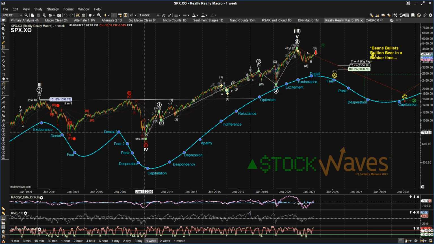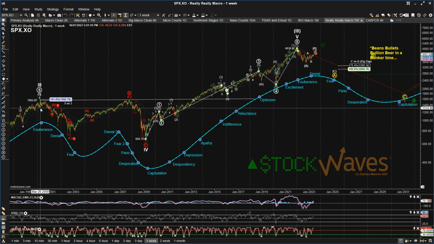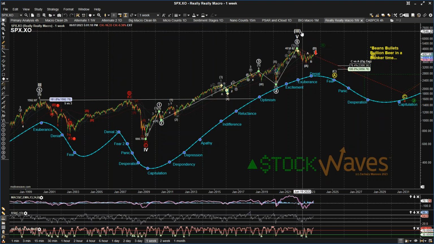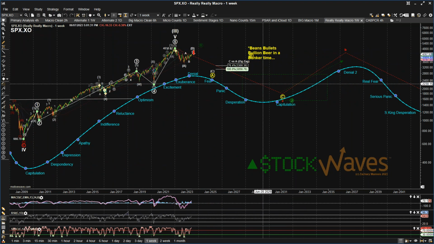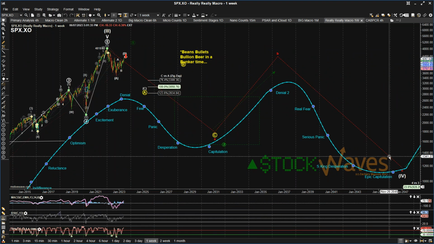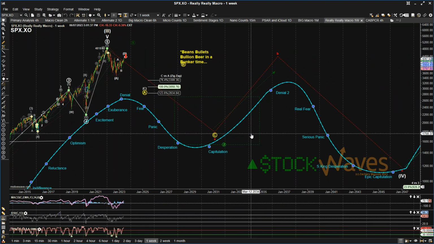off of this big expanded flat for the cycle wave 4 that goes all the way back to the dot-com peak. And that 3, 4, and 5 potentially completes all of our super cycle degree wave 3, which started all the way back in the 1930s at the low following the 1929 crash and the Great Depression. So the correction that we are due for is of a corresponding magnitude by Elliott wave degree to that 1929, 1930s Great Depression. So I've been talking about it as the Great Recession.